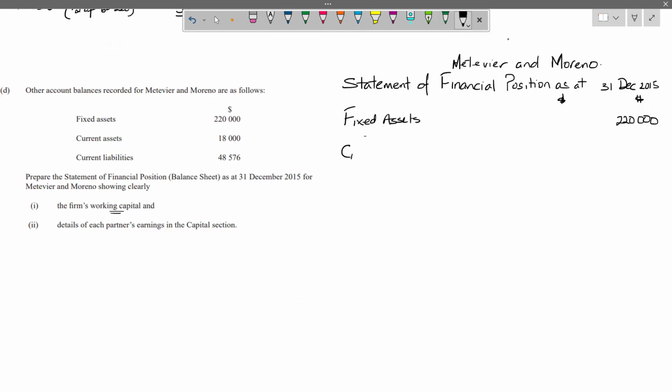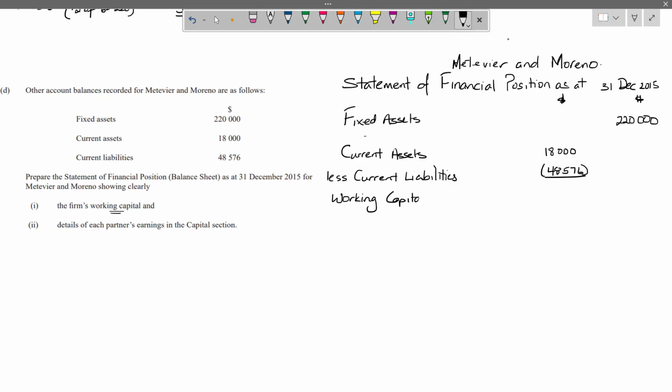So we'll list our current assets at $18,000 less current liabilities. Right, this is how we find our working capital, 48,576. The difference between these two is going to give us our working capital.